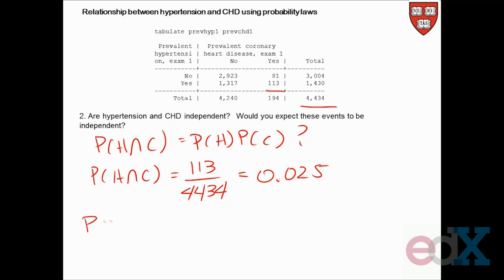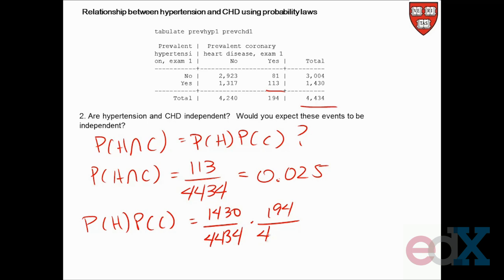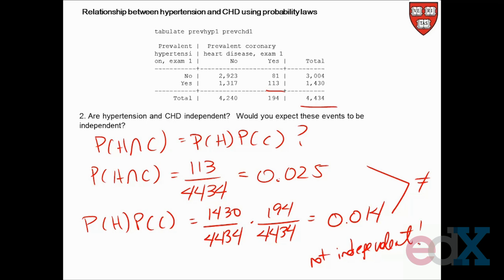We can calculate the probability of H times the probability of C, which is equal to 1,430 divided by 4,434 times 194 over 4,434. Plugging that into a calculator, we find that that is equal to 0.014. And we see that since those two are not equal, then the events are not independent.